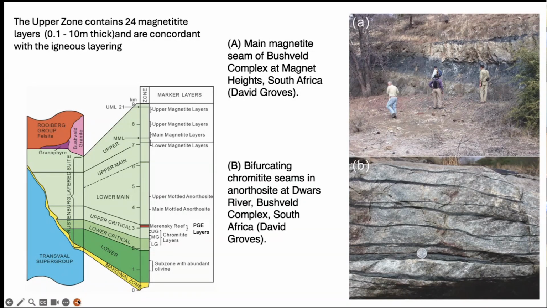I don't know much about the magnetite layers. I've had students working on the Merensky Reef and chromitite layers for the last several years. What were you guys working on them to do?